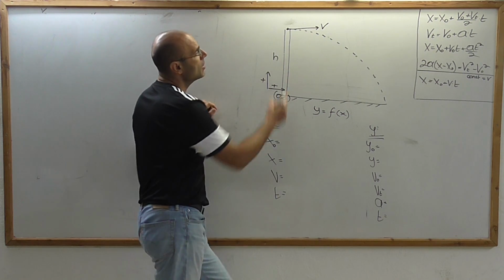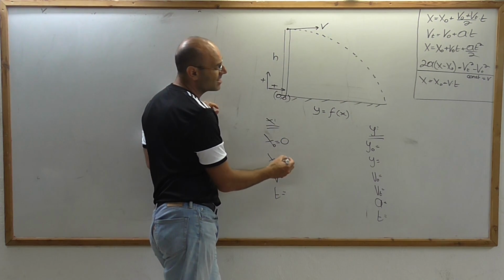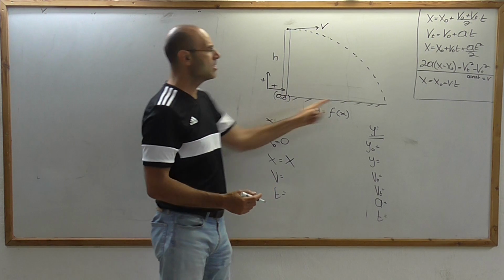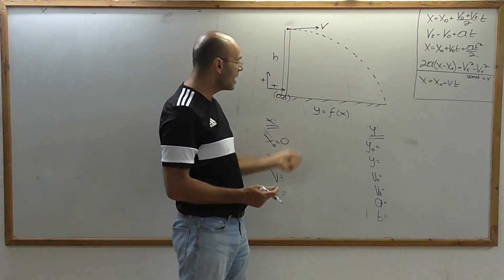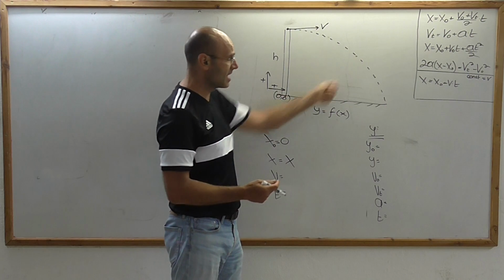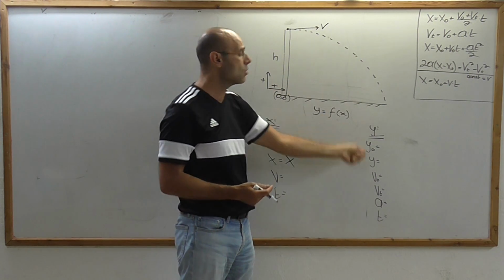Okay, x0, obviously it started with this 0. X, I'll leave it with x. I don't need the final x. When I place an x, I want to know what the y will be.